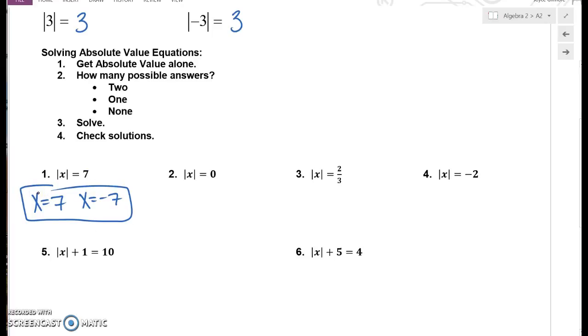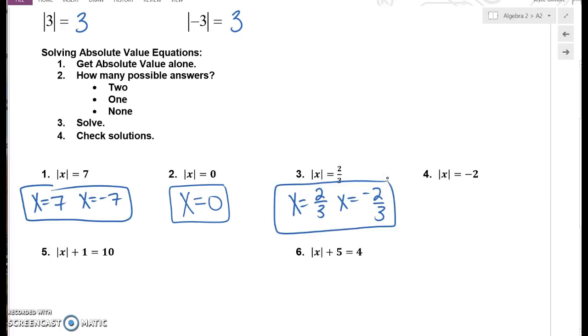Number 2, the absolute value of x equals 0. Remember, absolute value represents distance, so where on the number line are we 0 units away from 0? At 0. So our only solution is x equals 0. Number 3, absolute value of x equals 2/3. Where are we 2/3 of a unit away from 0? At 2/3 and at -2/3.